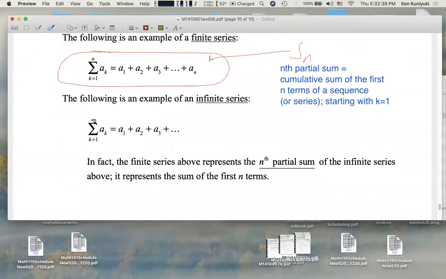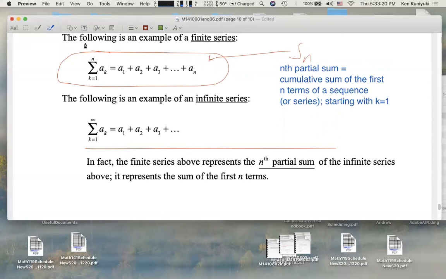Summation k equals 1 to infinity, a sub k, which is a sub 1 plus a sub 2 plus a sub 3 plus yada, yada, yada. The finite series above, again, I just mentioned this, is the nth partial sum. This is the nth partial sum of this infinite series. Imagine a sequence from a sub 1 on forever, a sub 1, a sub 2, a sub 3, with infinitely many terms, okay? Now, the idea of an infinite series is the concept of taking these terms and adding them all up. A sub 1 plus a sub 2 plus a sub 3 plus da-da-da. It's an attempt to add infinitely many terms.